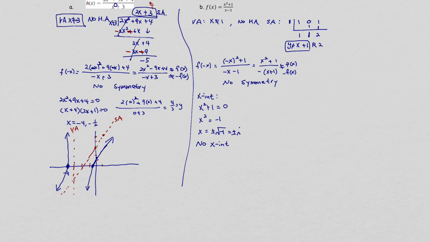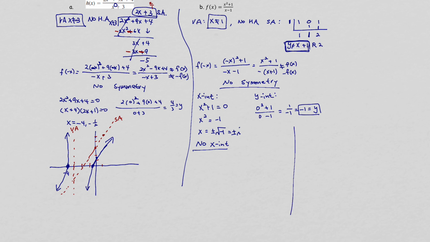And then let's see, the y-intercept. Letting x equal 0, x squared plus 1 over x minus 1 will give you 1 over negative 1, which will be negative 1. So that's going to be your y-intercept. Y-intercept, no symmetry, no x-intercept, slant, and vertical. So let's see if we can apply all that information.